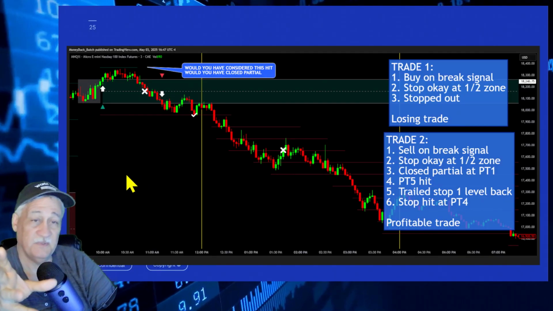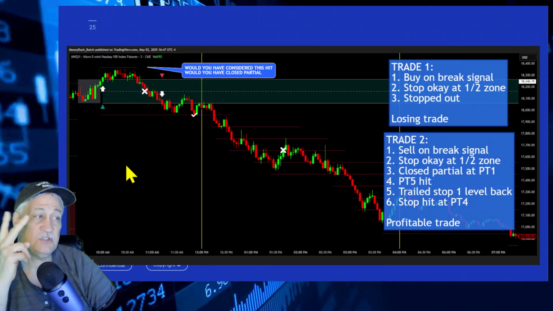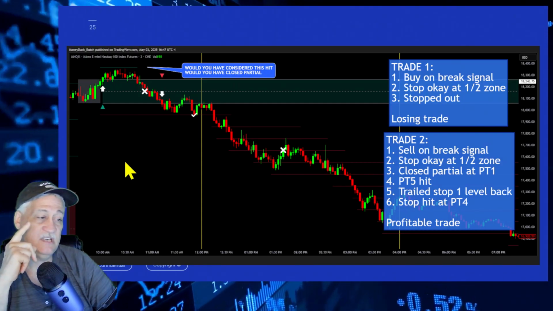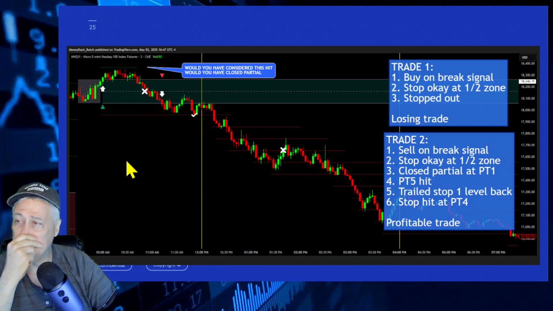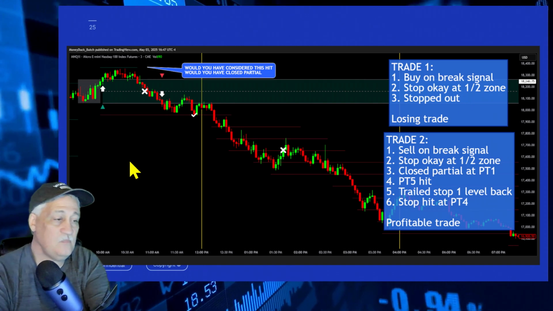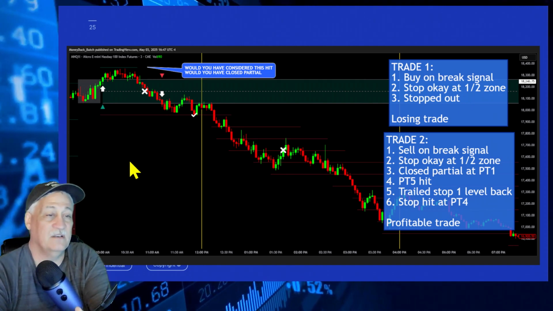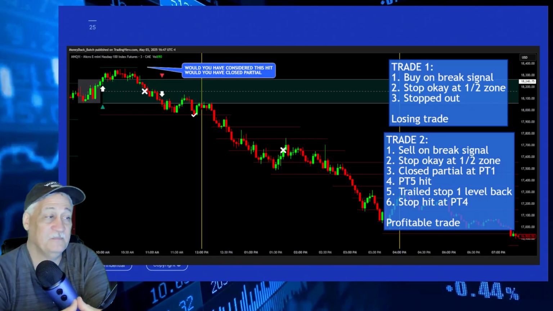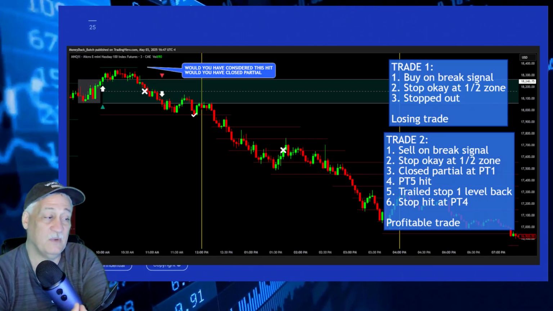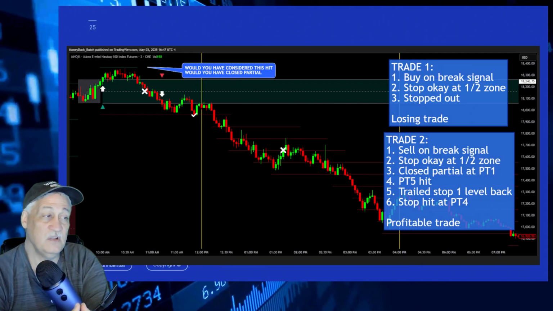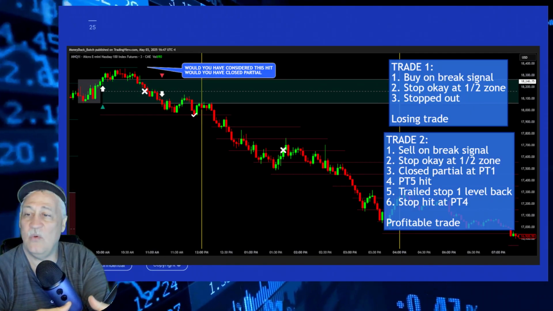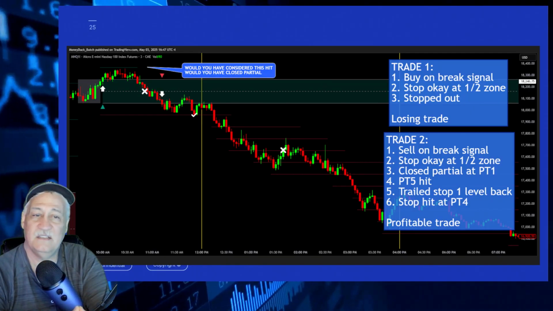All right, so this one: 2 trades. We have a losing trade and a profitable trade. Which do you like better? Well, we like the profitable trade better. Look at how far it went. Just look at how far that thing went. But you don't know which one of these is going to run.